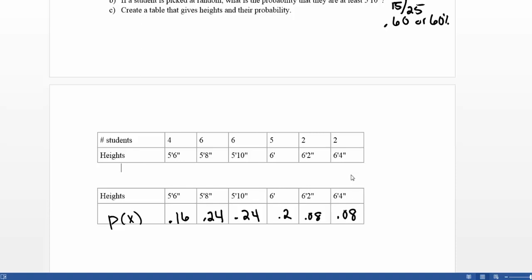So notice, if you were to add up all those numbers, you would get 1, because this represents 100% of the population, which is one of our requirements for a density function. Notice also that the numbers we're working with are all strictly positive, also a requirement.